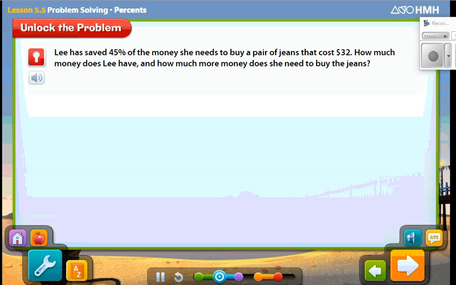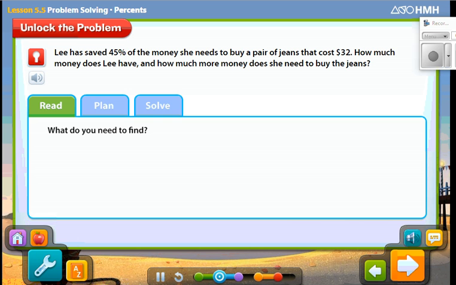Let's help Lee find out how much more money she needs. Lee has saved 45% of the money she needs to buy a pair of jeans that cost $32. How much money does Lee have, and how much more money does she need to buy the jeans? Let's unlock this problem.